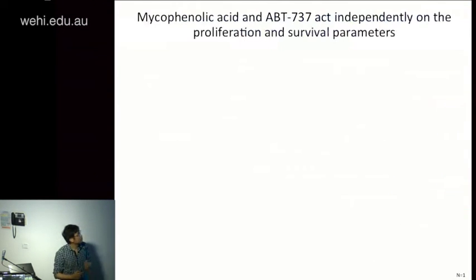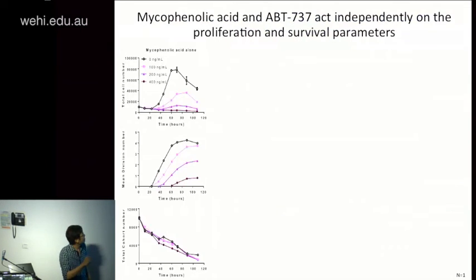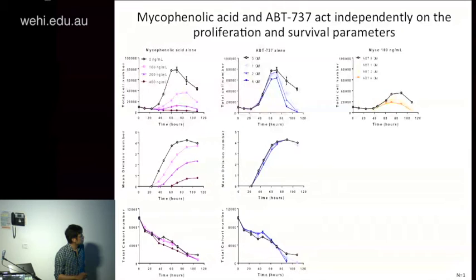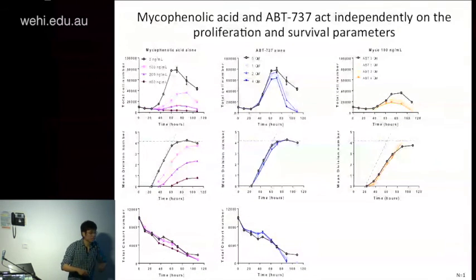Finally, the last combination I'd like to show you is mycophenolic acid and ABT-737. So here's the effect of mycophenolic acid alone. It only has effects on proliferation and no effect on survival. And ABT-737 has no effect on proliferation and only affects survival. If you combine them, you can still see the effects of ABT-737 on the total cell numbers. And if you explore the effects on proliferation, you can see that effect remains unchanged. The effects on proliferation are only by mycophenolic acid at 100 nanograms per mil.